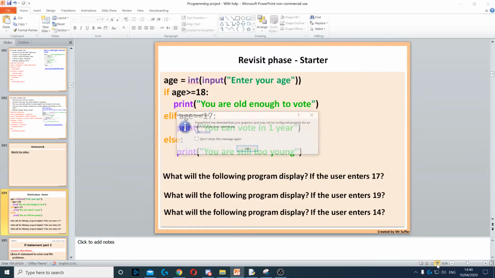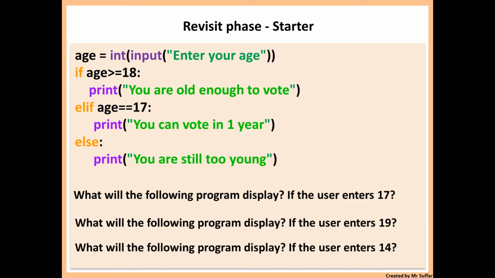Now the first thing we need to look for in this lesson is this example. It says, what will the following program display if the user enters 17? Now it says elif age is equal to 17, so we go to that. Because the age is 17, it will display you can vote in 1 year. And then if they write 19, obviously that's greater than or equal to 18, so you're old enough to vote. And if it's 14, you're still too young.